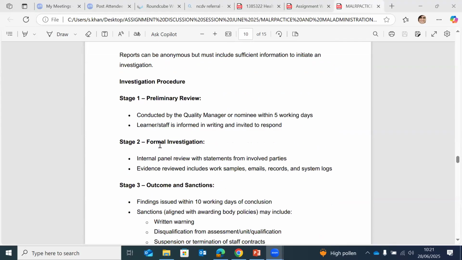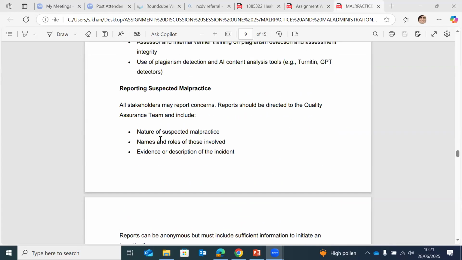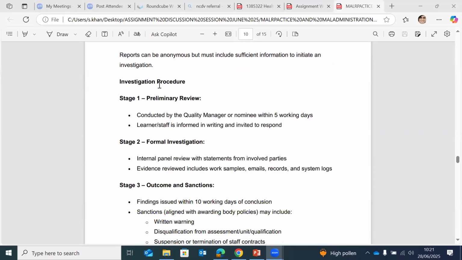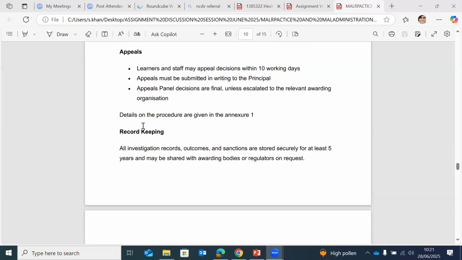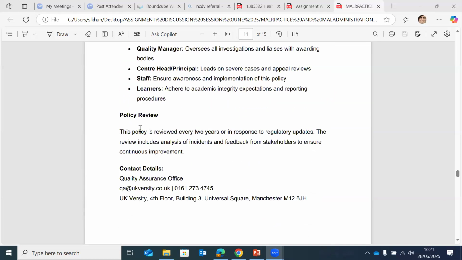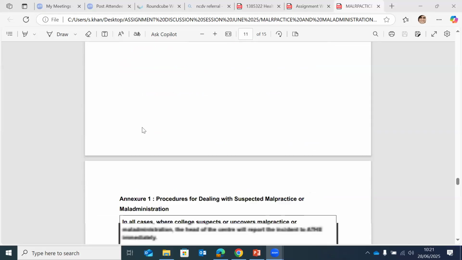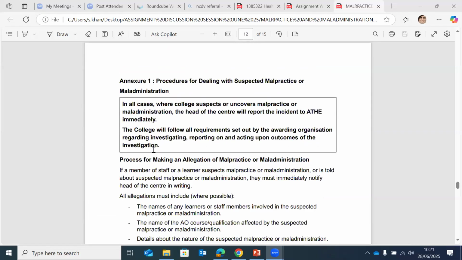Now, if they find out that there have been any sort of elements of malpractice or plagiarism, you will be reported, and there's a preliminary investigation procedure, stage 1, stage 2, stage 3, and then an appeal procedure. So you need to be going through this and having a look at how this applies. So make sure you don't use it. That's all I'm saying. Don't plagiarize.